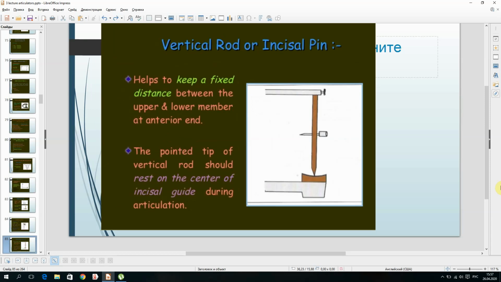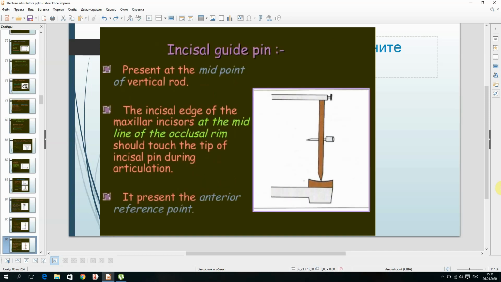Vertical rod of the incisal pin helps to keep a fixed distance between the upper and lower member at the anterior end. The pointed tip of the vertical rod should rest on the center of the incisal guide during articulation. Incisal guide pin is present at the midpoint of the vertical rod. The incisal edge of the maxillary incisors at the midline of the occlusal rim should touch the tip of the incisal pin during articulation. It represents the anterior reference point.